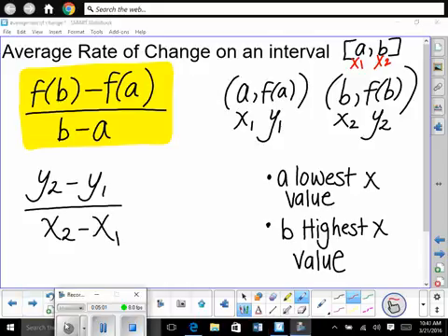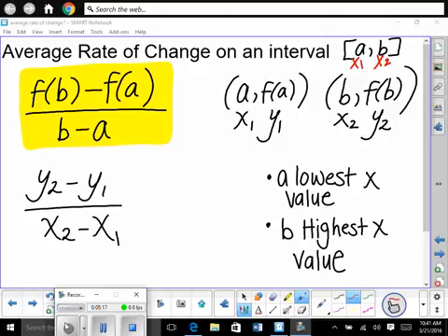So the reason I showed you all that stuff before is just so that you can make sense of this formula. So our function at b minus our function at a all over b minus a, where a is our lowest x value and b is our highest x value. So it's on an interval between those two x values. So let's do our first example here, guys.